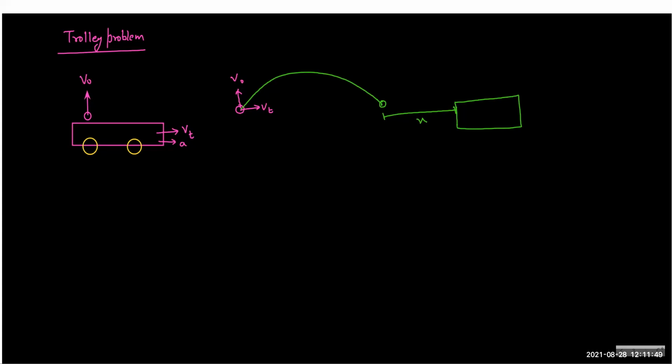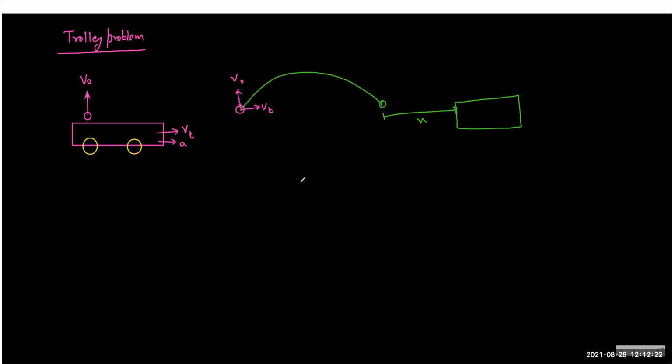Sir, I didn't understand the question. The question is, when you throw the ball upward, what will happen? It will go up and come down. Yes, but from our perspective, will it go up and come down in the trolley frame? The answer is no.